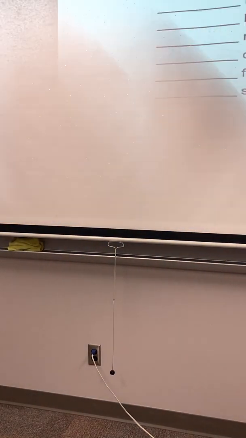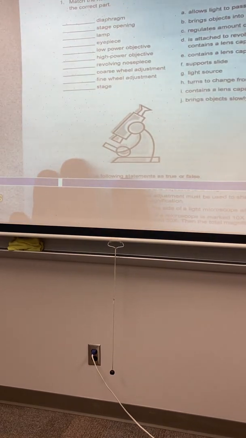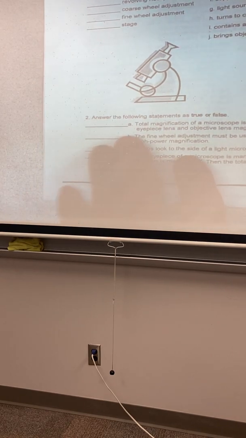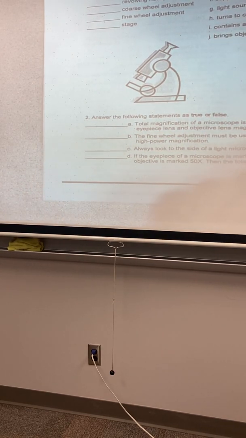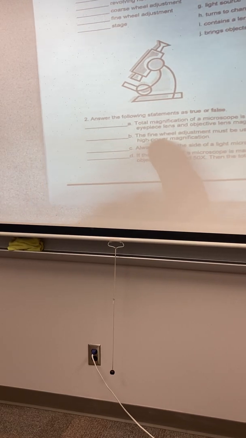There's also questions here on what the parts are and what they do. There'll be some quiz questions about that. And a couple of true and false here, right? Be careful here. Make sure you pay attention to the words that are italicized there.